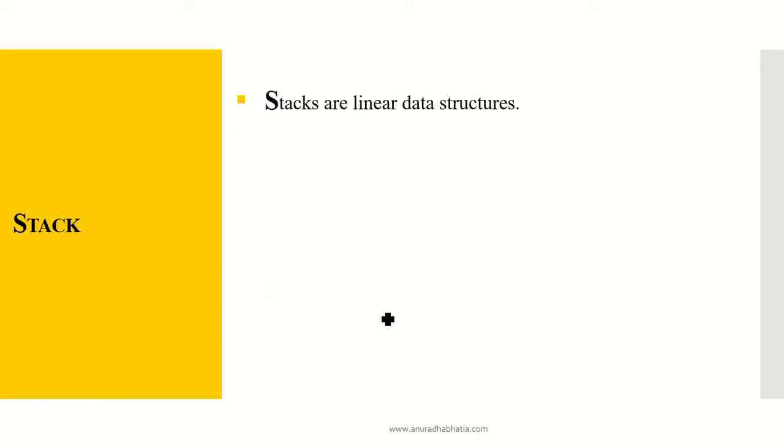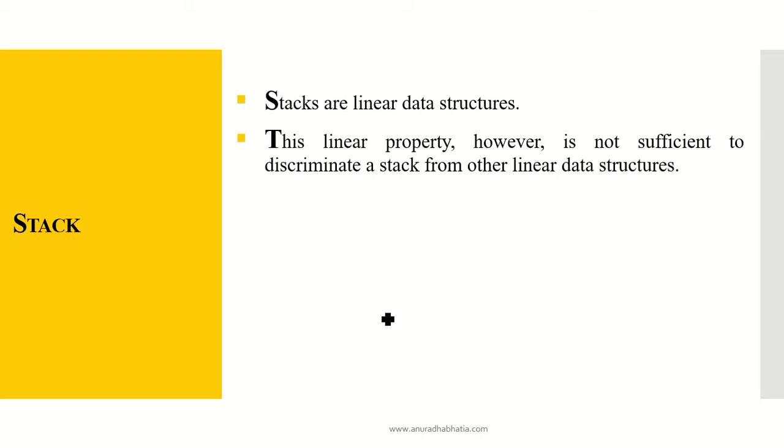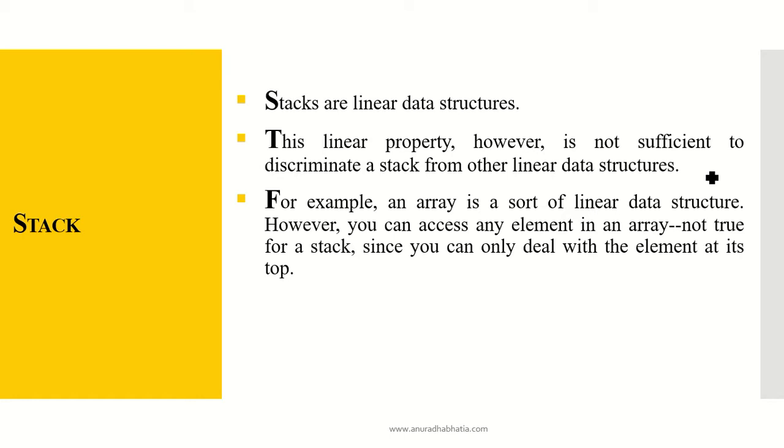Stacks are linear data structures. This linear property, however, is not sufficient to discriminate a stack from other linear data structures. Now, what are the other linear data structures? The other linear data structure is an array. For example, an array is a sort of linear data structure. However, you can access any element in an array, which is not true for a stack, since you can deal only with the element at its top.